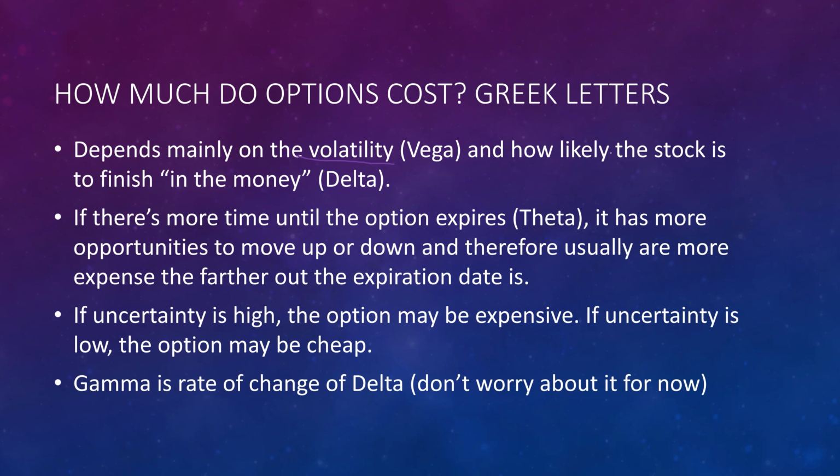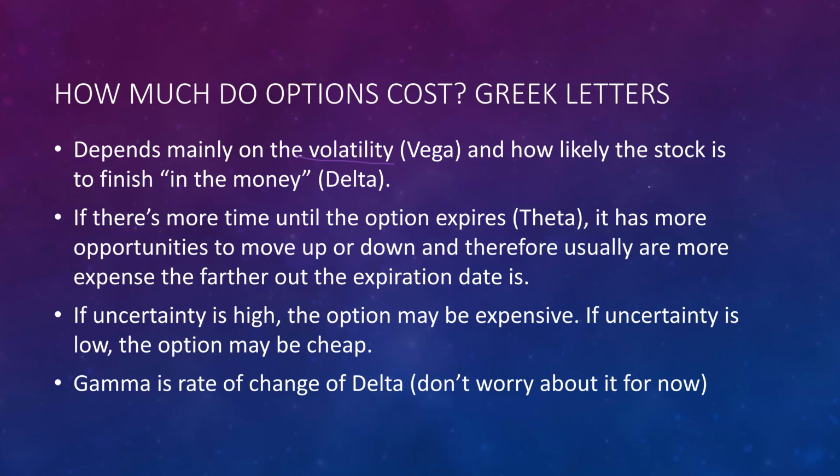And then it also depends on how likely the stock is to finish in the money. This is called delta. The delta is basically the percentage chance that it has to finish in the money. If there's more time until the option expires, it's called theta. It usually has more opportunities to move up or down, and therefore options are usually more expensive the farther out the expiration date is. There are exceptions to this. Sometimes you'll see that the closer ones are actually worth more if they're really, really in the money. But the ones that are at the money, this holds really, really well.